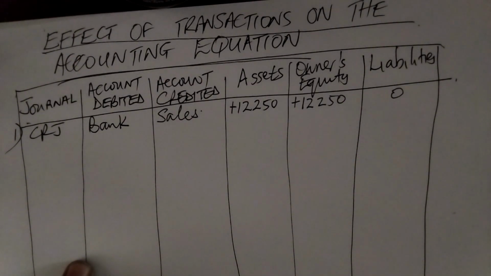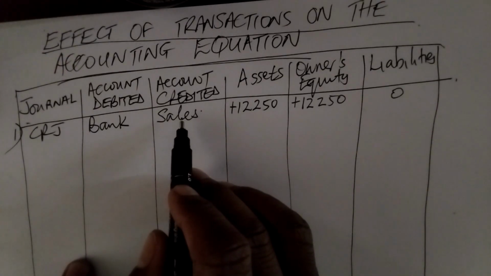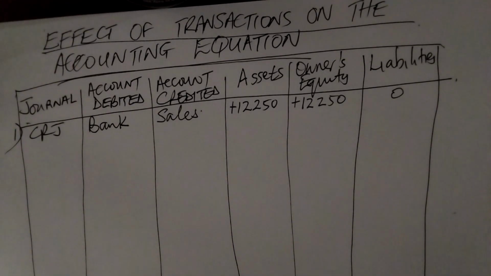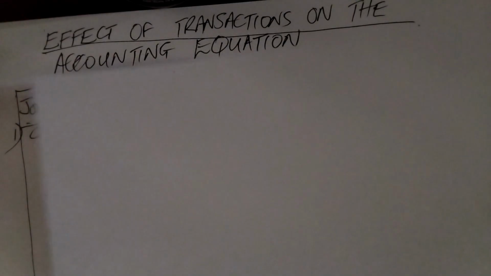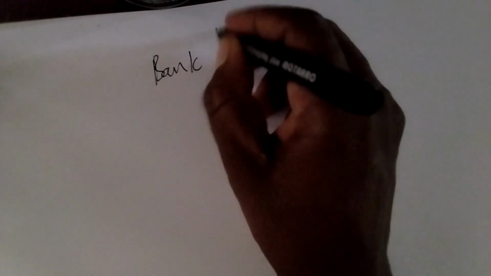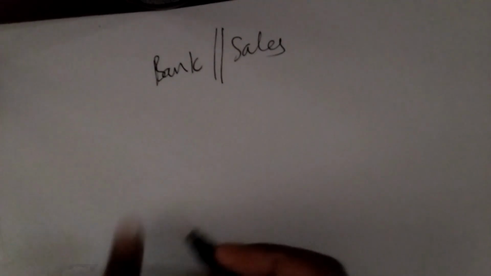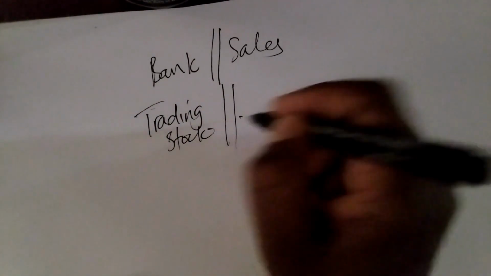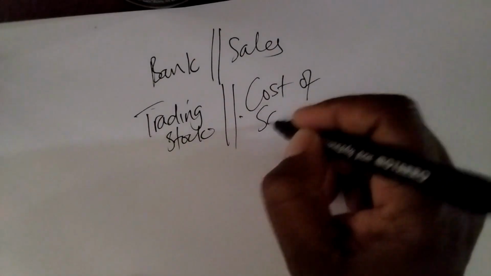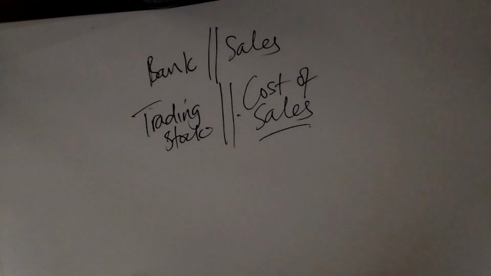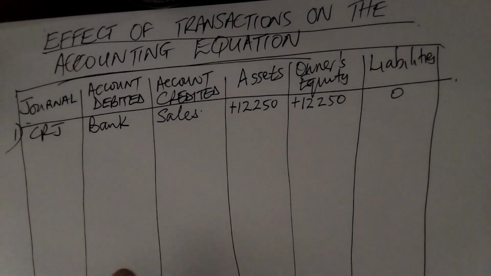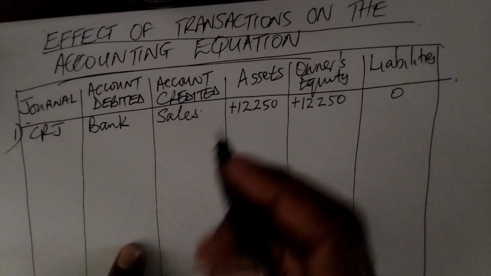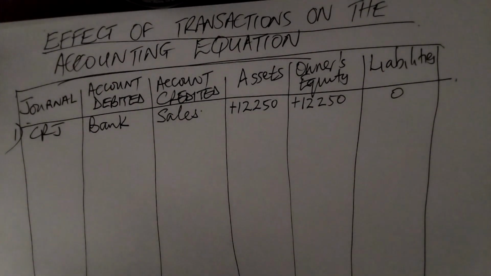But remember, like I mentioned there, that whenever you have a sale, you must also record cost of sales. So the second transaction is going to involve two other accounts. Because when you sell, in this case, the first transaction is bank and sales. The second one is that when you sell stock, you're obviously going to lose an asset called trading stock, and then you're going to create an expense called cost of sales. So what it means is that when I come to my ledger, what is happening is that the trading stock is going down because I'm selling the stock.